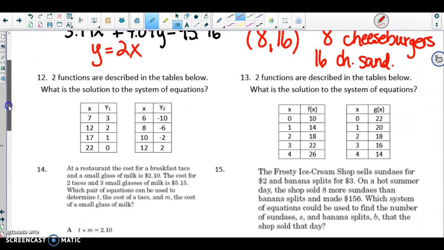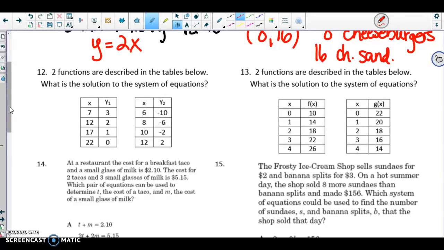Okay, all right, so 12 and 13, it's been a while since we saw them in table form, but we have 2 functions here. And so we're looking for the solution. If I take a look at this first function, I have 7, 3, 12, 2, 17, 1, 22, 0. And then if I compare that to this one, I have 6, negative 10, 8, negative 6, 10, negative 2, 12, 2. Oh, wait a minute. This 12, 2 is the same on both of them. So by observation, the solution to this one is going to be 12, 2.